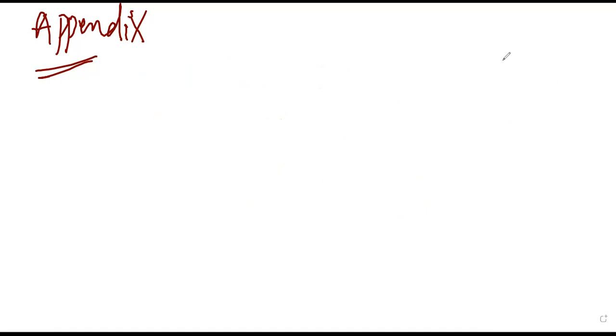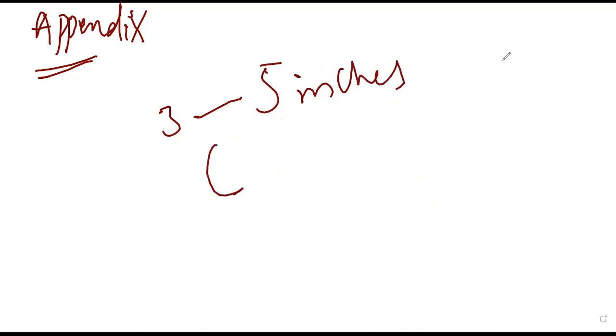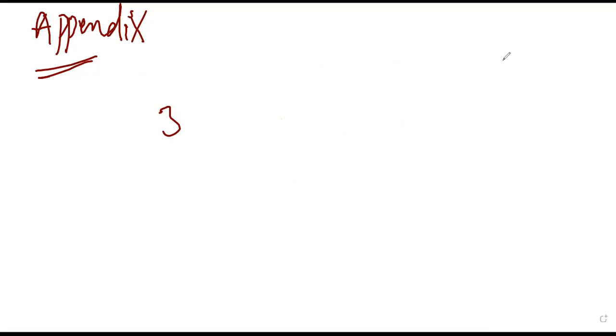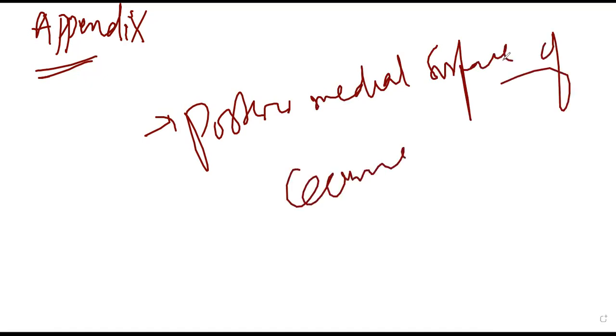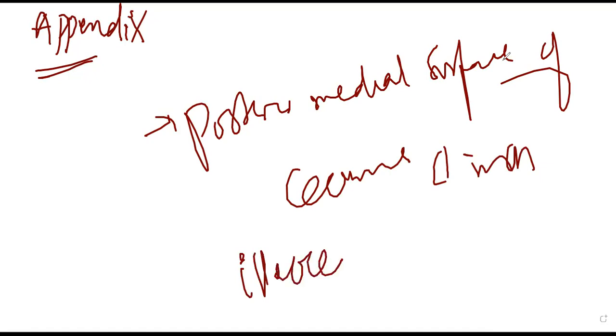The appendix varies in length, from 3 to 5 inches, which is about 8 to 13 centimeters. The base is attached to the posteromedial surface of the cecum, about 1 inch below the ileocecal junction. The remainder of the appendix is free. Only the base is attached to the posteromedial surface of the cecum.